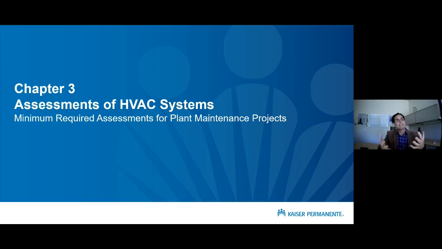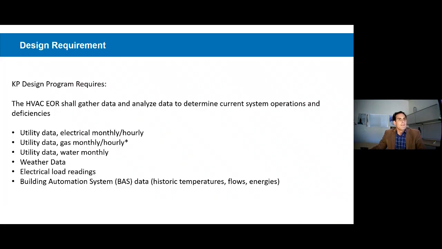Okay, so that takes us to this section on assessments of HVAC systems. The design program requires that our engineer of record gather and analyze data to determine the current system operations and deficiencies. And we already talked about this bullet point list of data that's available for assessments. But in this section, we're going to dive into a little more detail about the theory of where and when to apply those assessments.